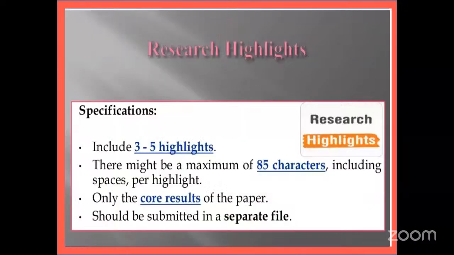And then this is very important for a research paper. What I mentioned: 3 to 5 highlights, each highlight of 85 characters. The highlights should describe your research finding: what methodology, what material, what application, within 85 characters. And also you have to mention the novelty of your research in the highlights.